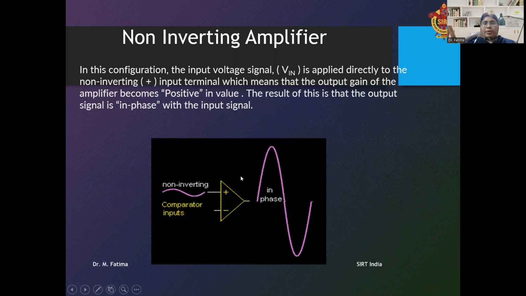So this is the diagram, showing the op-amp. The positive terminal is the non-inverting terminal and the negative terminal is the inverting terminal. Here the input is given to the positive terminal. When the input is given to the positive terminal, the op-amp amplifies the input signal without any phase change. That is, the output signal is in phase with the input signal.